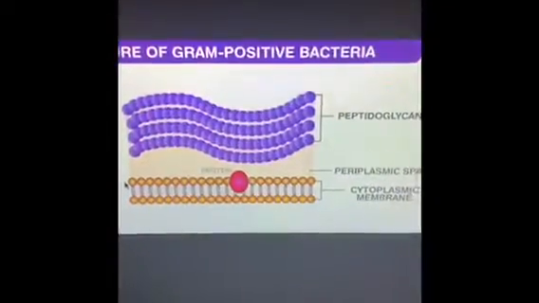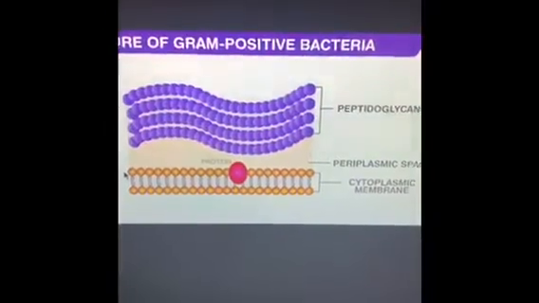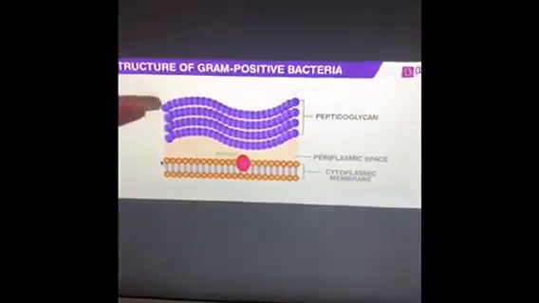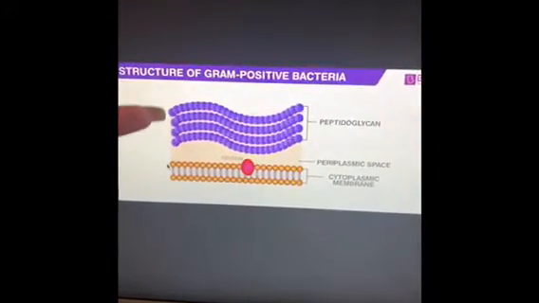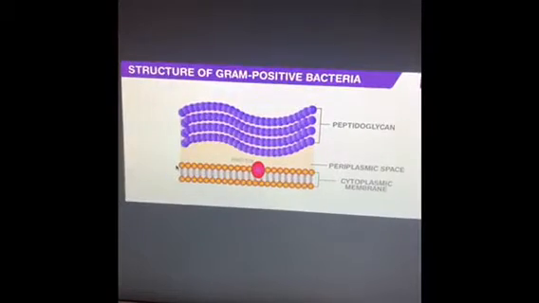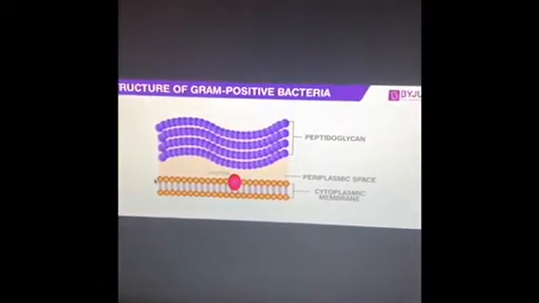Gram-positive bacteria only have one cell membrane and a thick peptidoglycan layer on the outside. It also has teichoic acid, and the role of teichoic acid is unknown, but it is very important to the bacteria.